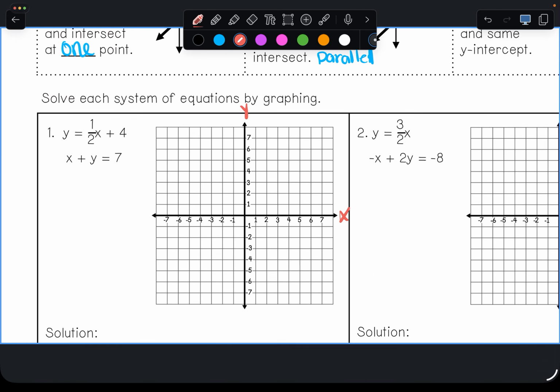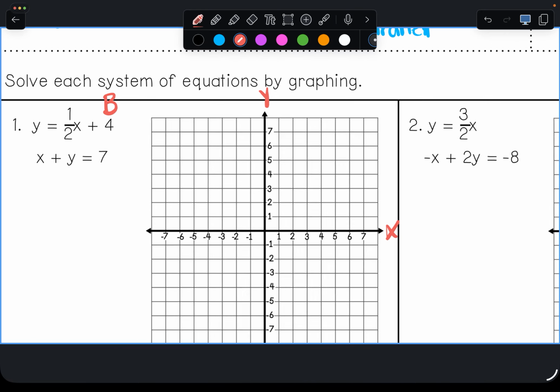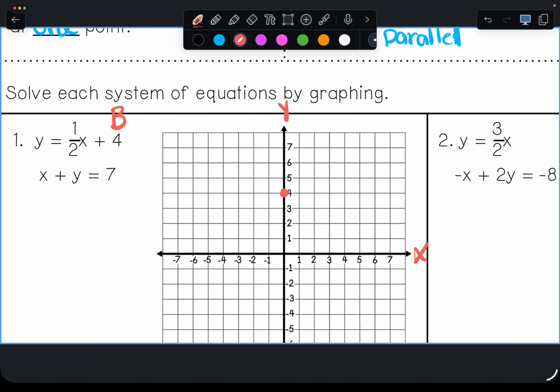Every set of intersecting lines is not going to be perpendicular, okay? Clearly, this one's not perpendicular. They intersect, but they're not perpendicular. They do cross where? -4, -6. -4, -6. Okay?